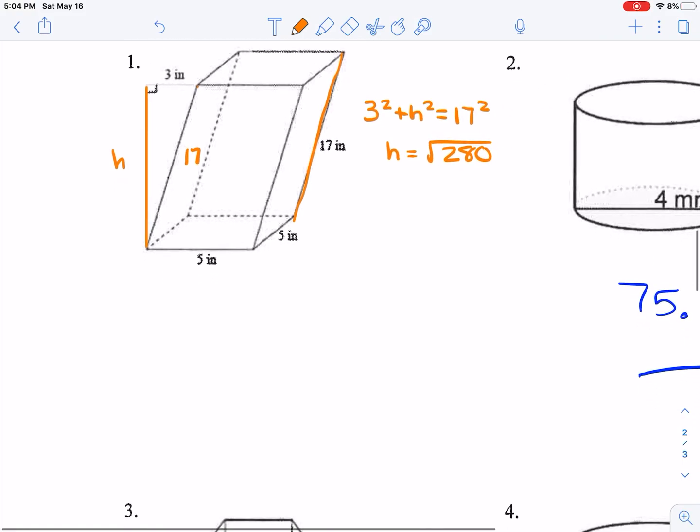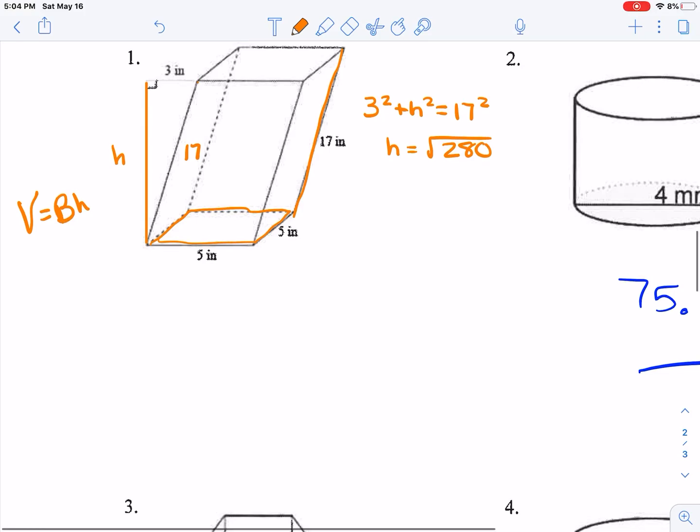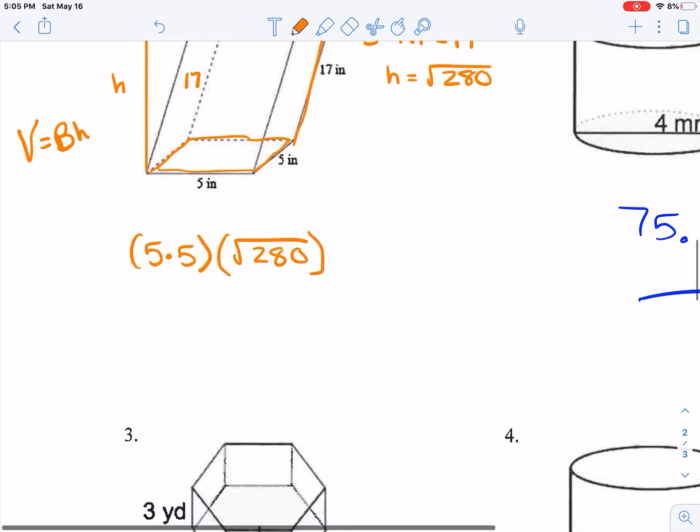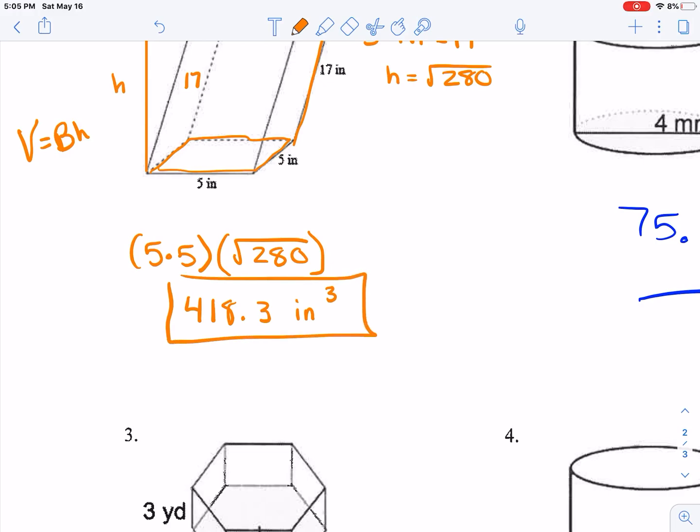So again, our volume of a prism is going to be the area of our base times the height. Here we can see that our base is just going to be that 5 by 5 parallelogram, or I should say rhombus, not parallelogram. 5 times 5 times our height, which we just found, which is going to be the square root of 280. If you enter that in your calculator, we should get about 418.3. Okay, and then again, make sure you have your units, and in this case, we did say we're going to have cubed.